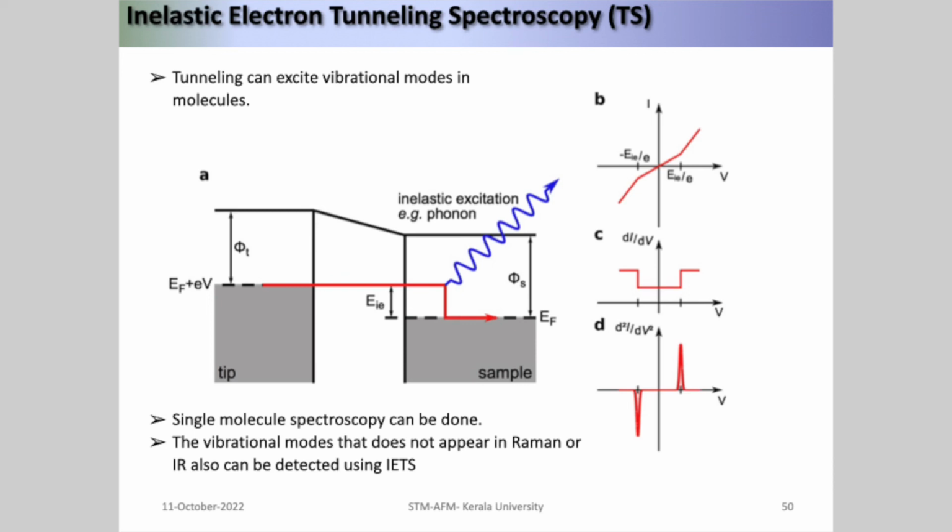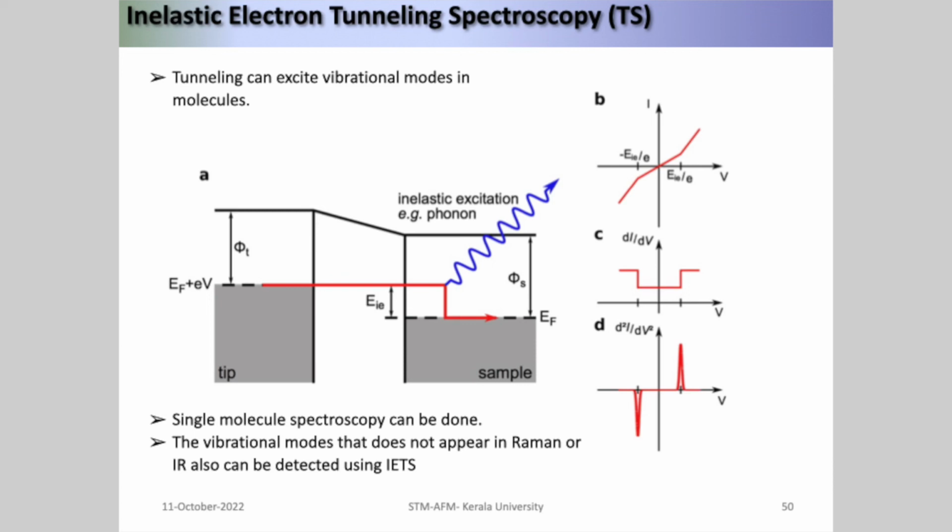We can see that if you simply take a tunneling current versus voltage plot. You will see some changes in the slope, and if you take dI/dV, the differential of this, wherever the current is constant we get a zero slope. Take one more differential, and you will get a peak here. This peak corresponds to the vibration levels of the molecule.